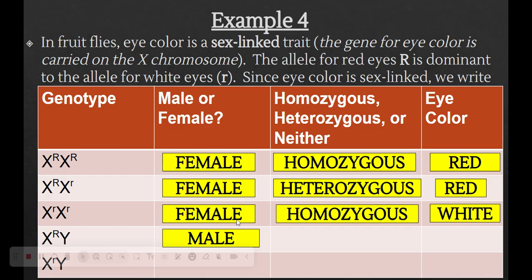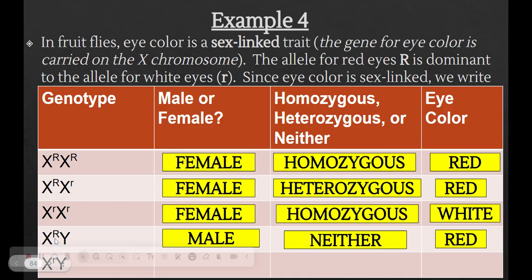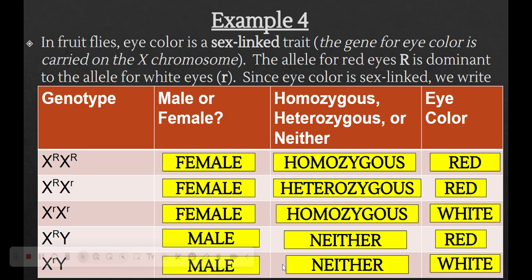And now we'll look at the males. So this is a male fly, and it's neither, because Y is not like another X, so there's no homozygous or heterozygous. It's just neither. And this would be a red-eyed male fruit fly because of the capital R there. And then let's do another male here, and this would be neither, and that would be a white-eyed fly because it carries the recessive allele of the trait on the X chromosome.